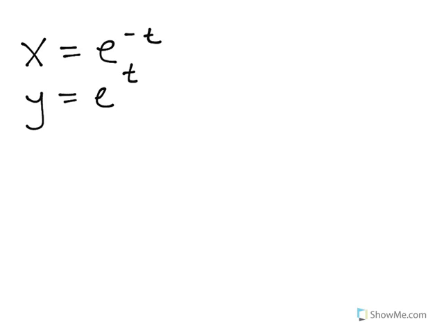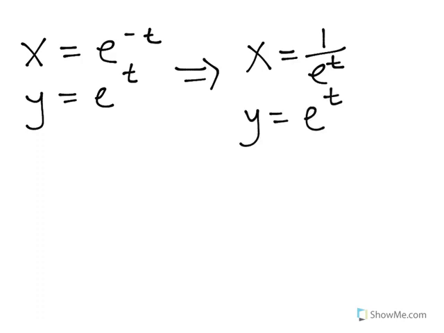One last example here. You have something like this. If we have x equals e to the negative t and y equals e to the t, you might say, well, what could I do with these? One way to think about this is you could change the way the top one is written. Since it's a negative exponent, you could write x equals e to the negative t as 1 over e to the t, and then y equals e to the t as well.